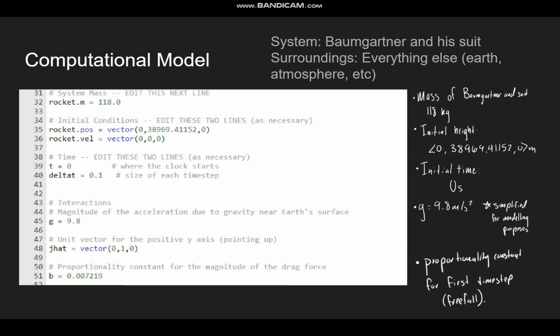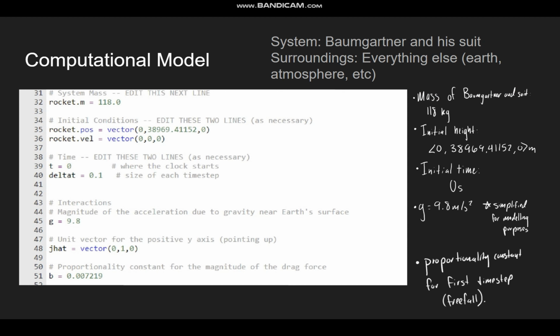Next, onto our model information and showcase. We can define our system as Baumgartner and his suit, and the surroundings as everything else, including the Earth and the atmosphere. The mass of Baumgartner and his suit was 118 kilograms. His initial height was 38,969.41152 meters in the y direction. His initial time was 0 seconds.